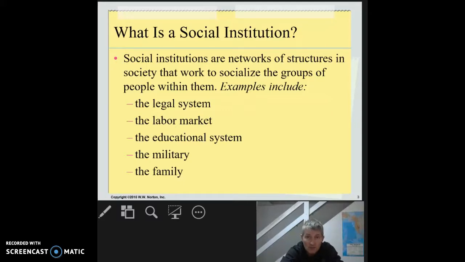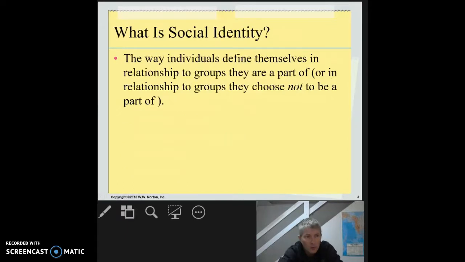Institutions are extremely important. We need to understand them more if we're going to understand our role in the institution of democracy in and of itself. Another important concept is social identity. We are going to unpack these terms as we move forward.